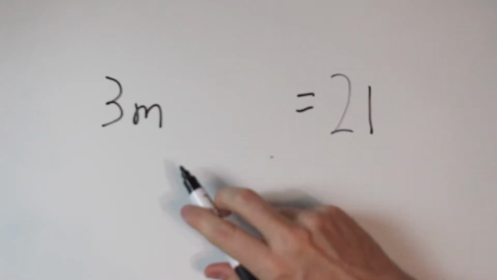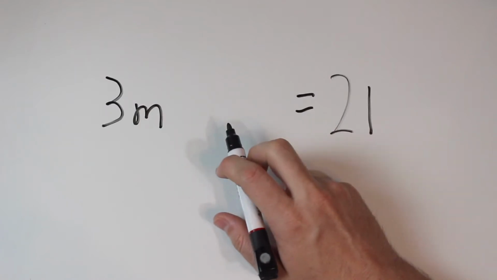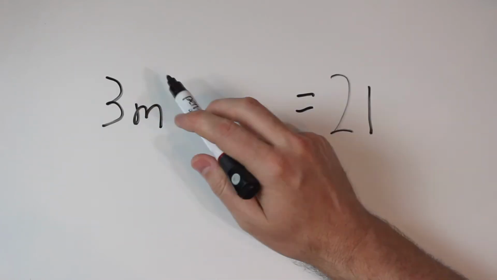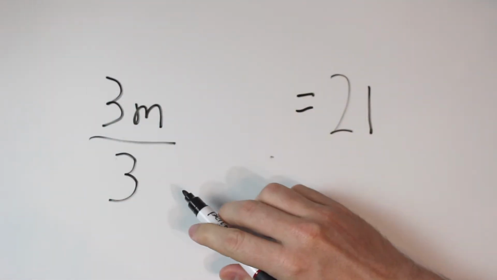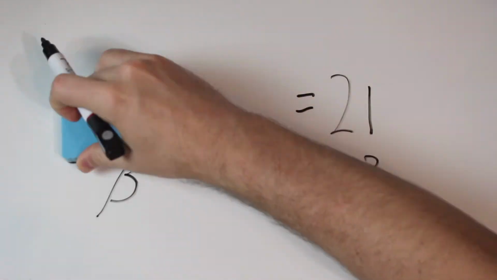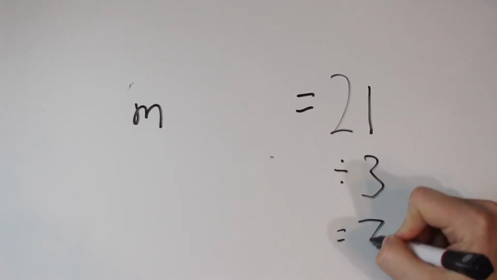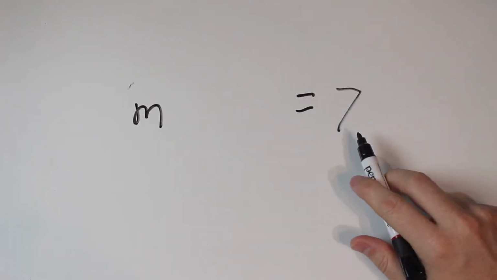That leaves us with 3m equals 21, the first part of our answer. Now we undo the 3 times m by dividing both sides by 3. 3m divided by 3 leaves m. 21 divided by 3 leaves 7. m equals 7 is our answer.